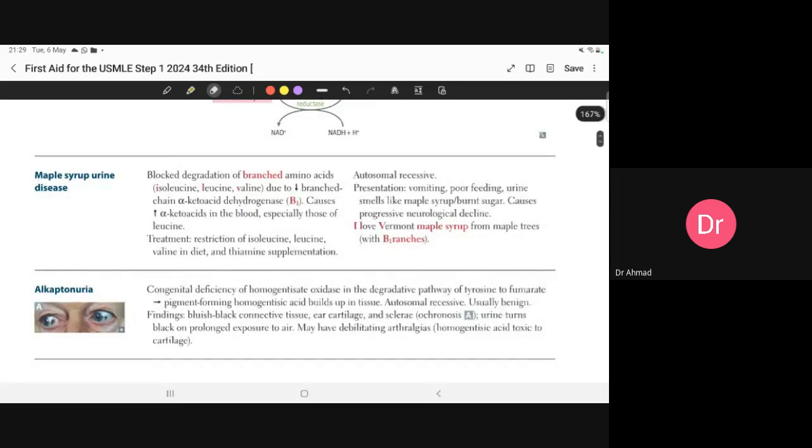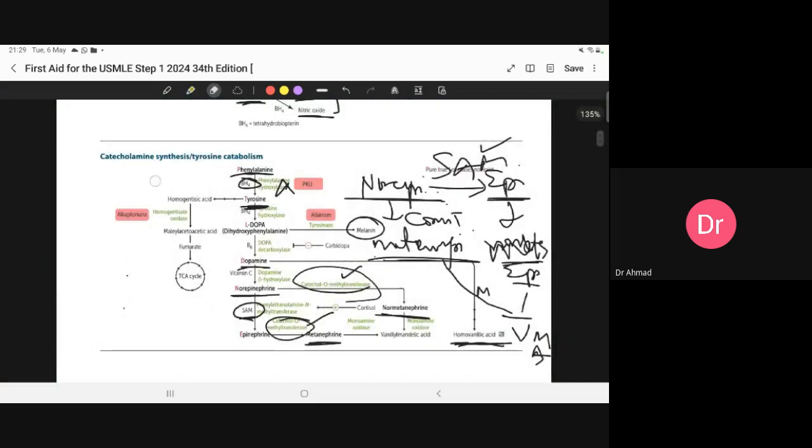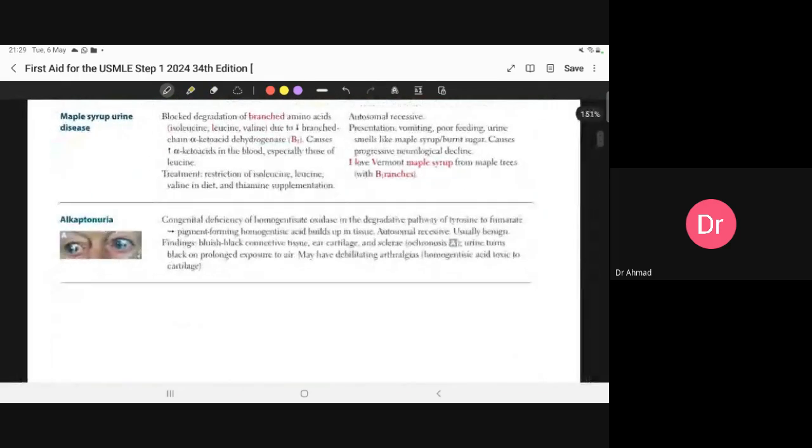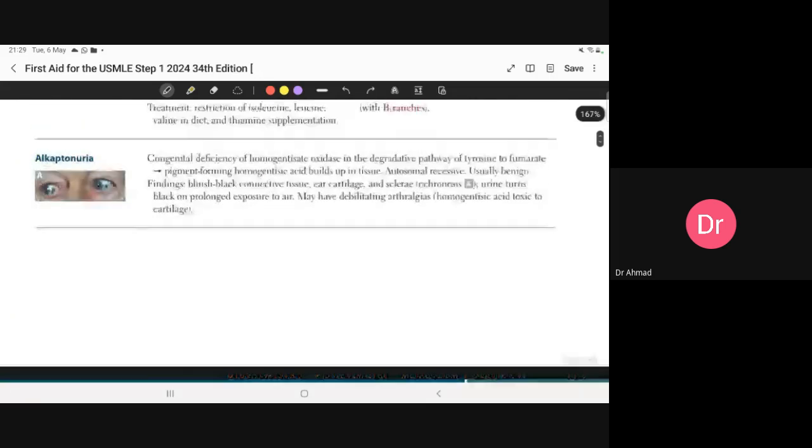Then you have maple syrup urine disease. This is very unrelated. We will just come to it in a second. We will first discuss alkaptonuria, because this is the disorder in which we talk about accumulation of your homogentisic acid, right? So in this disorder, what happens is that you cannot metabolize your homogentisic acid into your fumarate so that it can go into the TCA cycle, right? So what happens is you keep on accumulating your acid, and this is toxic to your body.